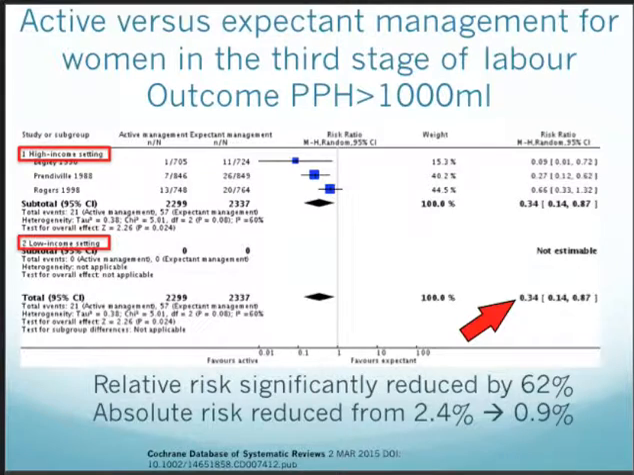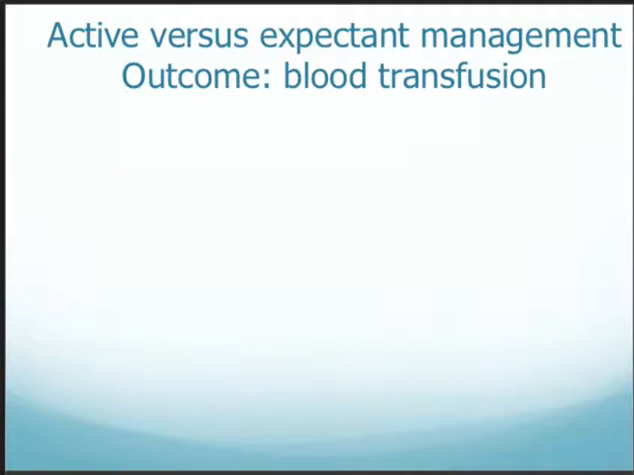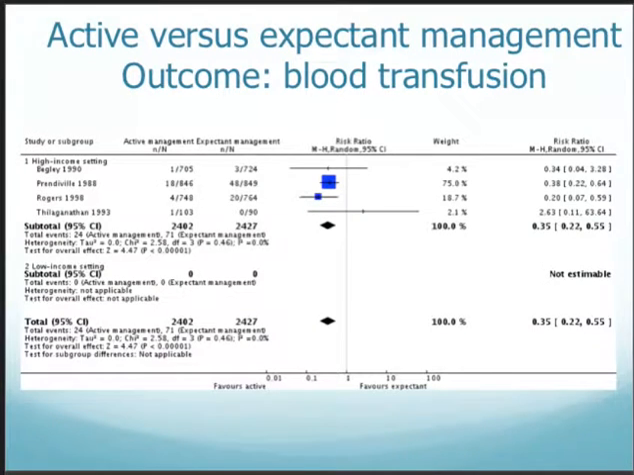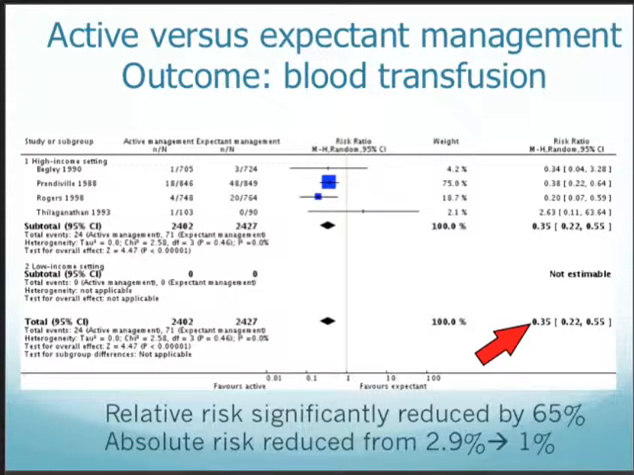So this is not only applicable to blood loss of more than 1 liter, and we have the same finding, unsurprisingly, if we use the need for blood transfusion as an outcome measure. Here we see the relative risk is reduced by 65% significantly, and the absolute risk is reduced from 2.1 to 1%. So clearly, if you want to minimize massive blood loss or the need for blood transfusion, active management of the 3rd stage is recommended.